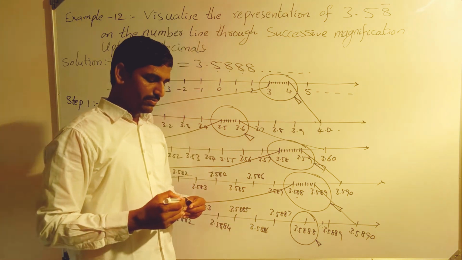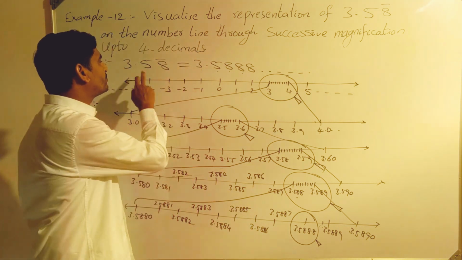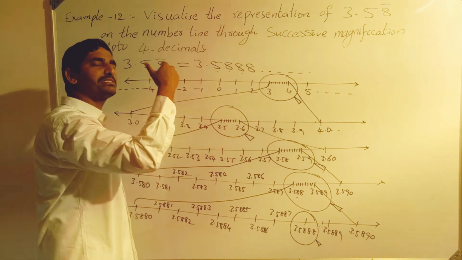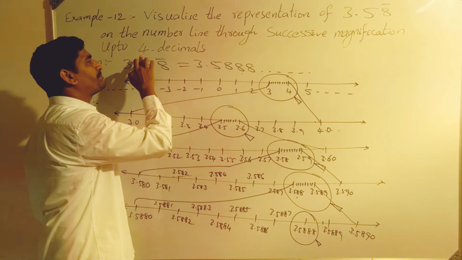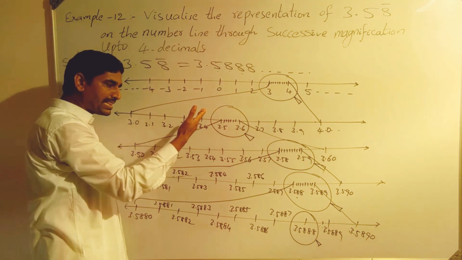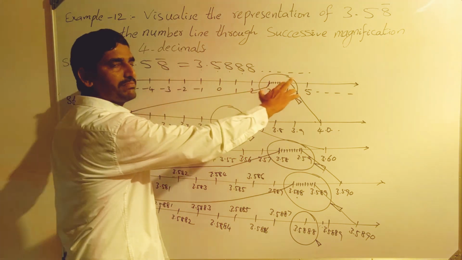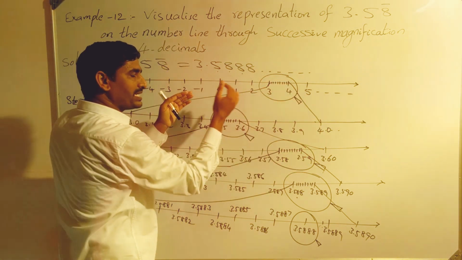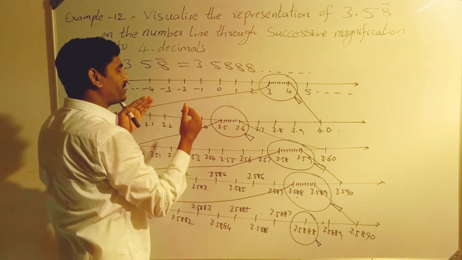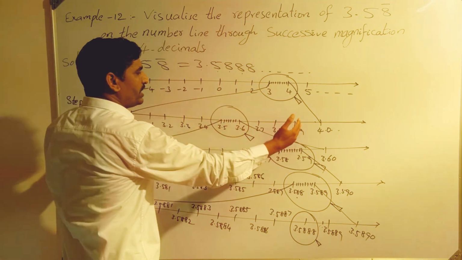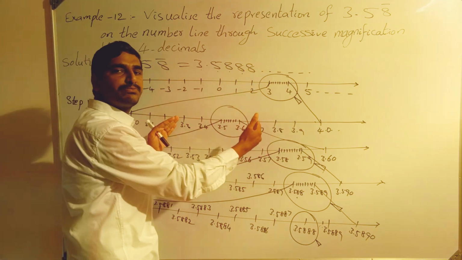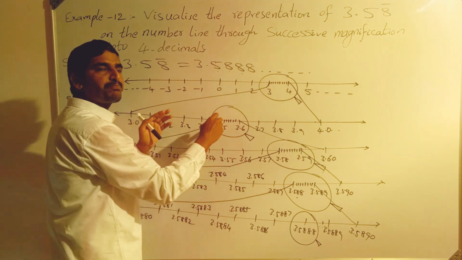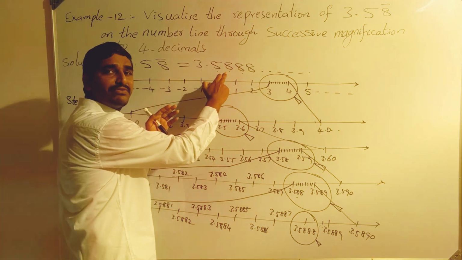Understood? Now once again, 3.58 bar can be written as 3.5888, and more decimals than that. We write up to 4 decimals, as asked to represent on the number line. This is the number line 3 to 4. Observing 3 to 4 with the magnifying glass, in between are 3.1, 3.2, 3.3 and so on. The first decimal is 3.5, and the given number is more than 3.5.